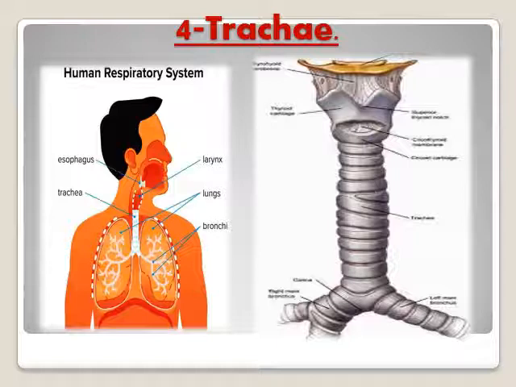The trachea is a patent tube, and it is maintained patent by the tracheal rings, which are 16 to 20 C-shaped cartilages. It lies in the middle line of the neck. Part of the trachea lies in the lower part of the neck, and the other part in the upper part of the thorax.